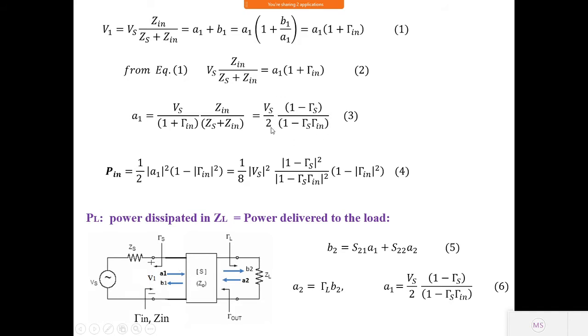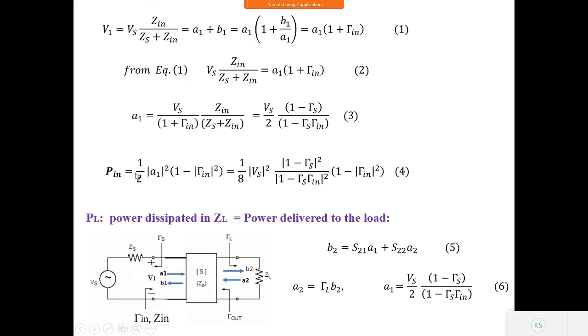That is Vs by 2. It is Vs by 2, 1 minus tau s divided by 1 minus tau s into tau in. A1 can also be written like this. Further, if you simplify this, you will be left with this equation. This is A1, the incident wave to the input port here.